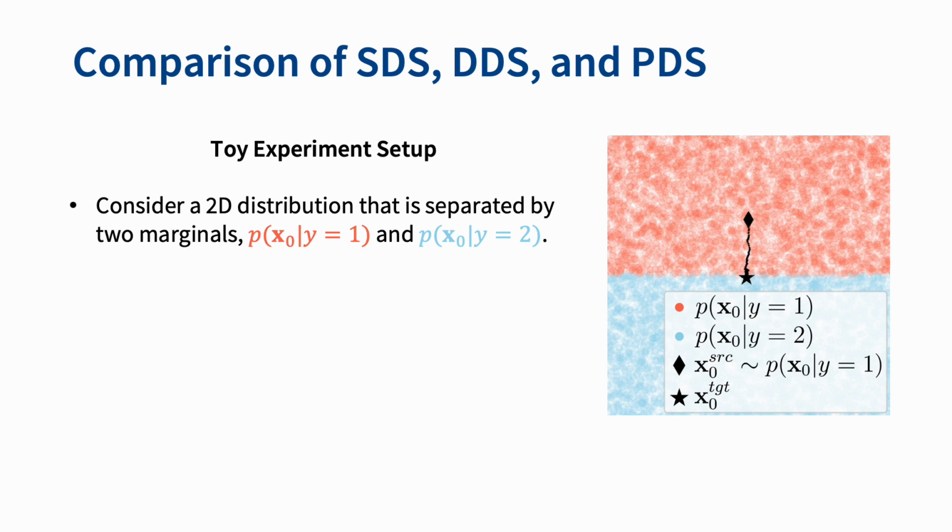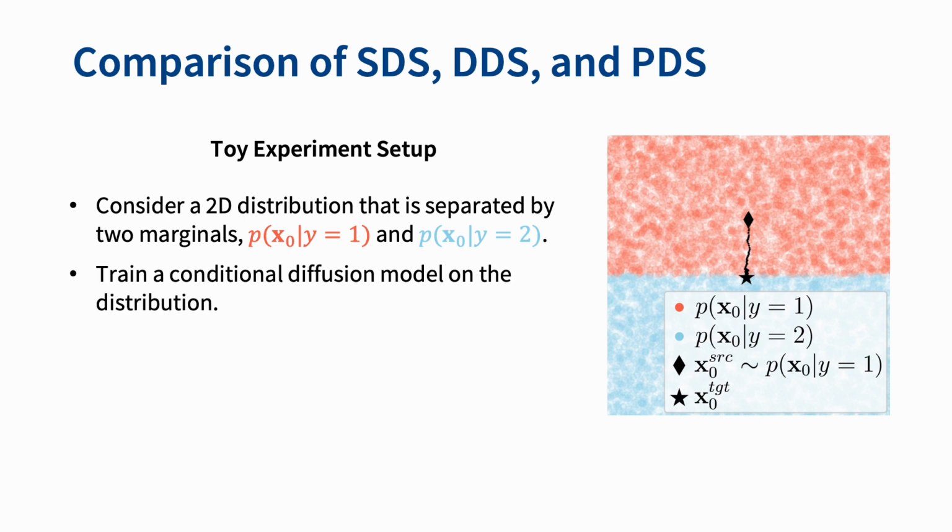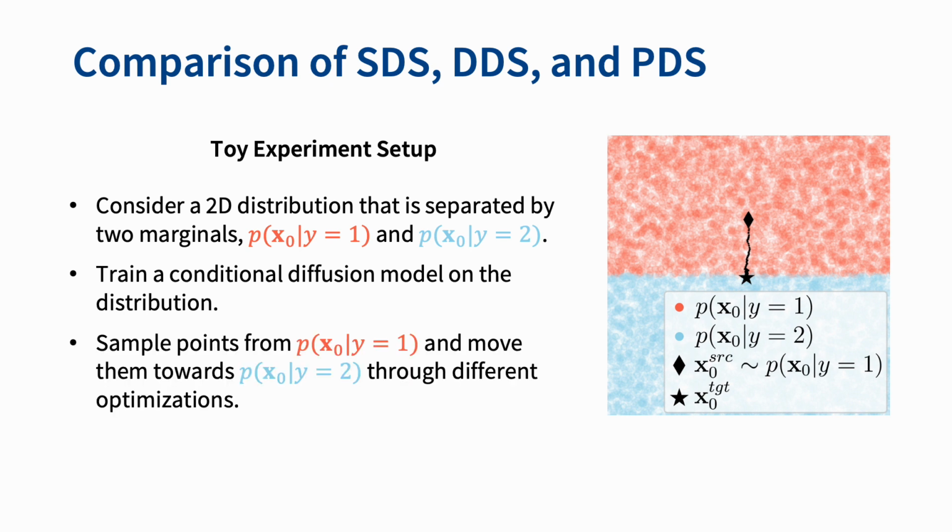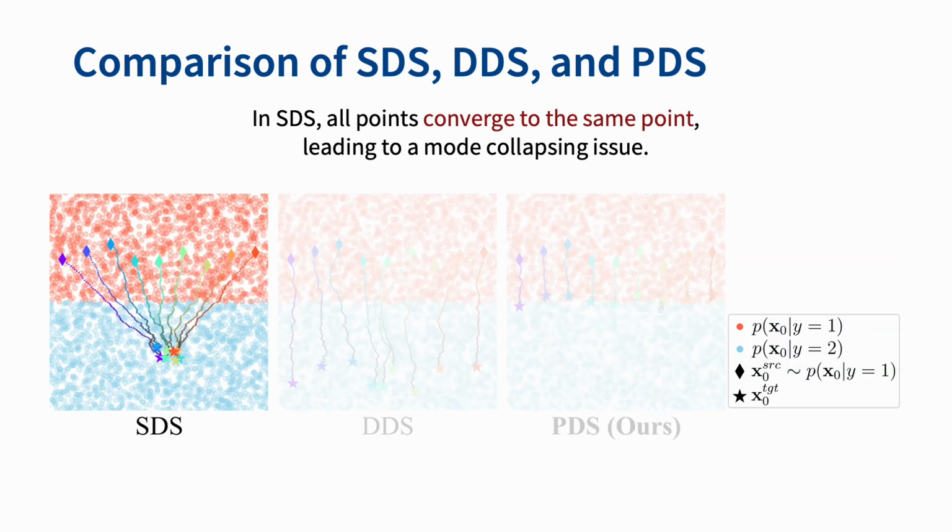To compare these optimization methods, we conduct toy editing experiments. We consider a 2D distribution separated by two marginals, each of which is colored red and blue respectively. Given this 2D distribution, we train a diffusion model conditioned on class labels Y. Then our goal is to move points sampled from the red distribution to the blue one using different optimizations with the pre-trained diffusion model.